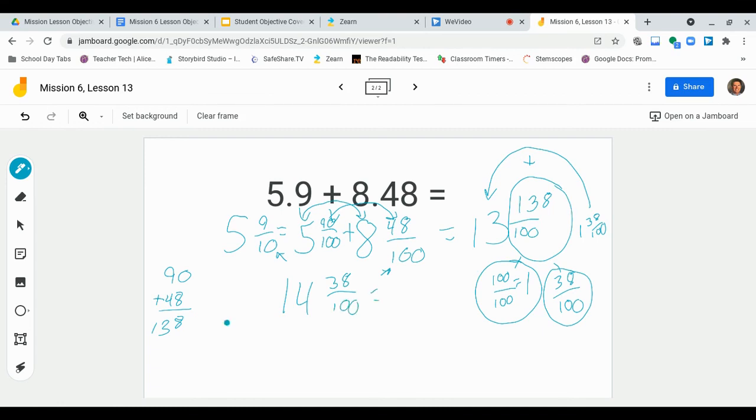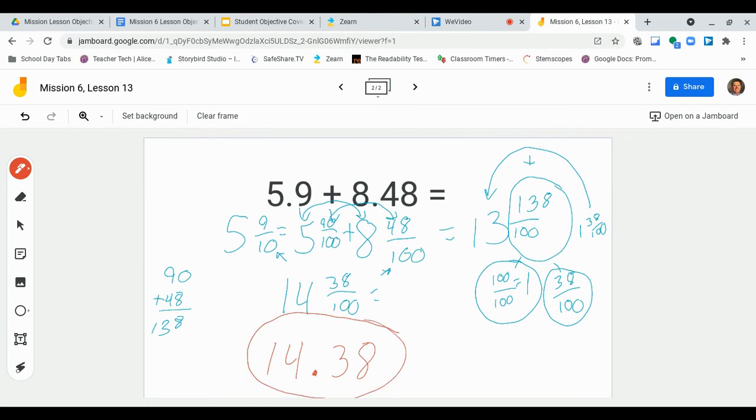Now, all I simply need to do is rewrite 14 and 38 hundredths as a decimal. So my whole numbers stay the same. 14 is 14. But instead of writing it as a fraction, I'm just going to put my decimal and write 38 hundredths. Well, it's just going to look like this.